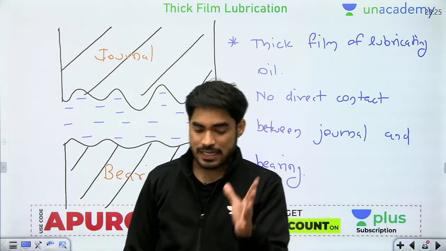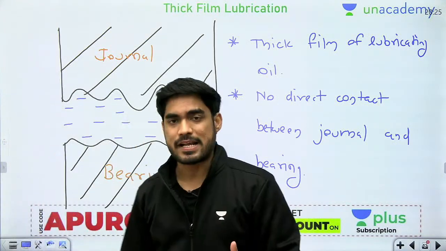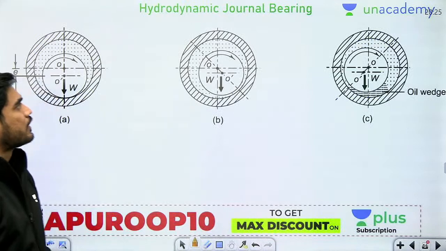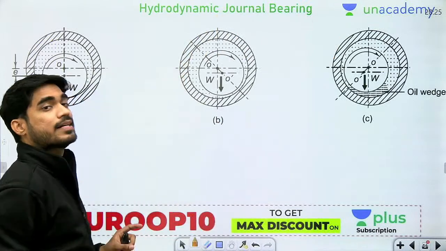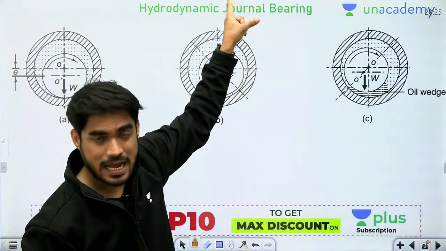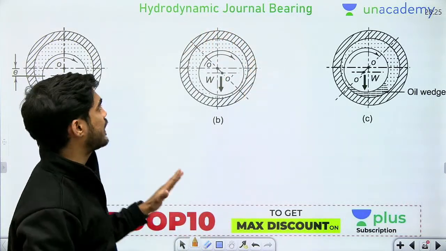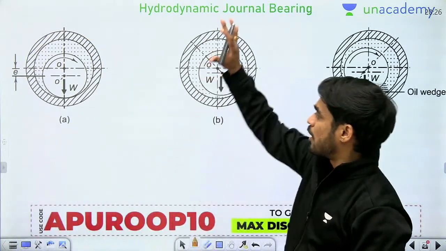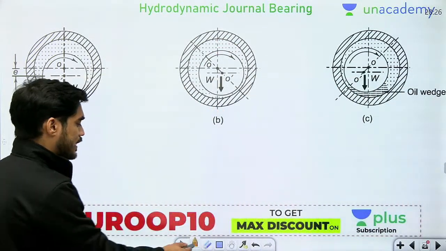One by one, we will understand the process of creating the pressure in this lubricating oil. So first we will understand the working of hydrodynamic journal bearing. Now understand, this is in our syllabus. हमारे syllabus में है. The hydrodynamic journal bearing is in our syllabus, so you need to understand this working well. Hydrostatic journal bearing is not in our syllabus. Hydrodynamic journal bearing is. So let's understand how hydrodynamic journal bearing works.